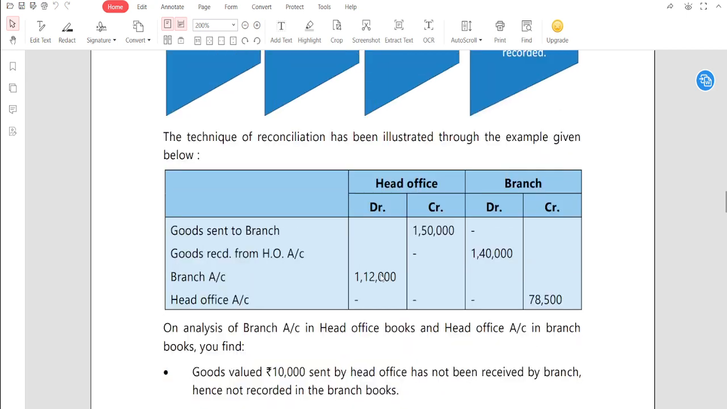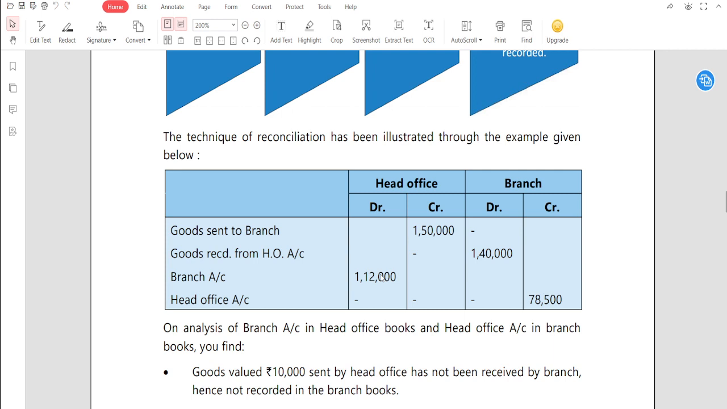Very carefully. The technique of reconciliation has been illustrated through the example given below. So now we have the example in the box, which are the head office debit and credit balance with respect to the branch debit and credit balance. Now try to understand. Goods sent to the branch is 1,50,000 credit in the books of HO. Perfect. So the journal is branch account debit to goods sent to the branch. That is the journal, we know that.